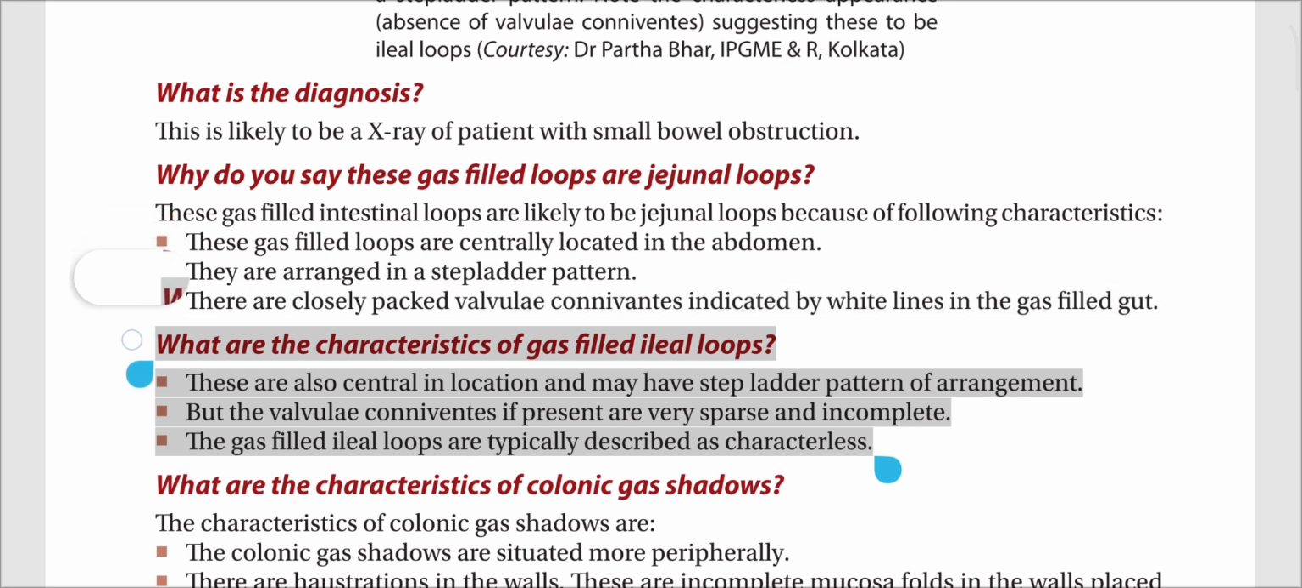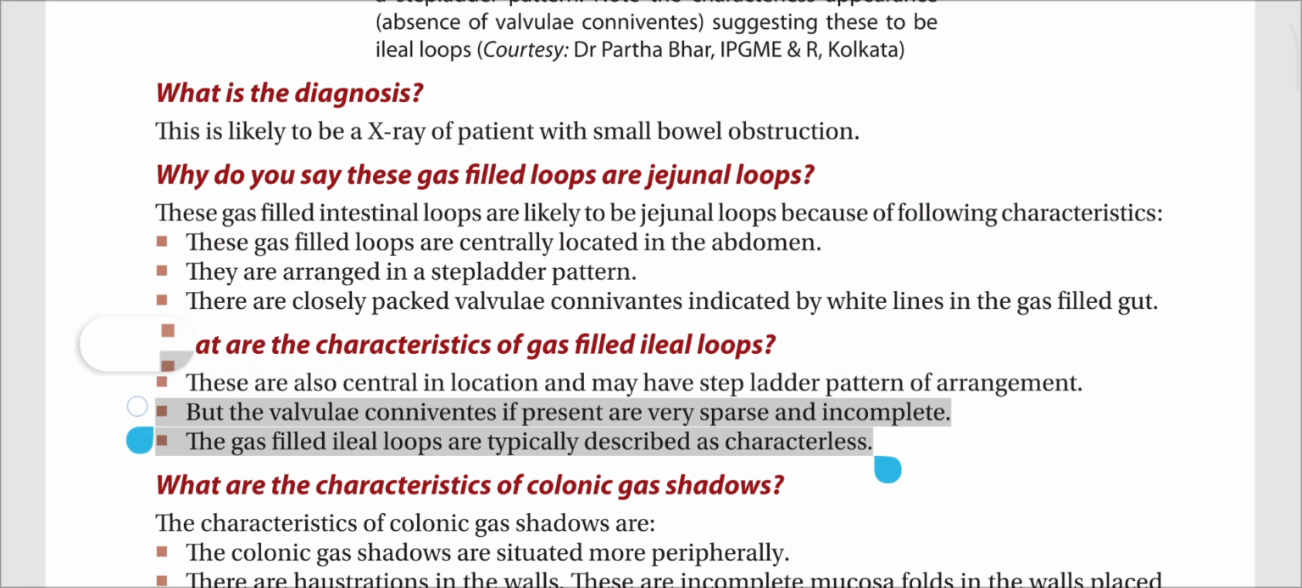What are the characteristics of gas-filled ileal loops? These are also central in location and may have a stepladder pattern of arrangement. But the valvulae conniventes, if present, are very sparse and incomplete. The gas-filled ileal loops are typically described as characterless.